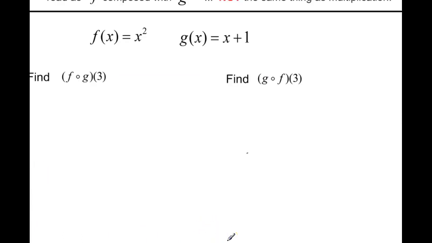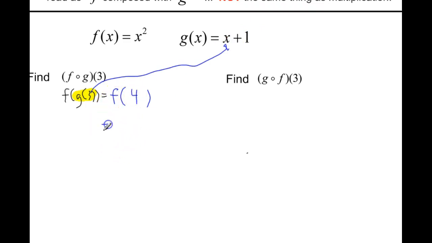Okay. So let's try this one. Find f of g of 3. First thing I want to write that as f of g of 3. So that's the better way to write that. And then I want to do the inside part first. So I'm going to do this part first. So f of g of 3. Do we know what happens when we plug 3 into the g function here? We get 3 plus 1, which is 4.